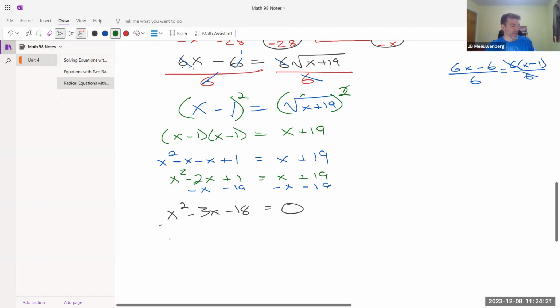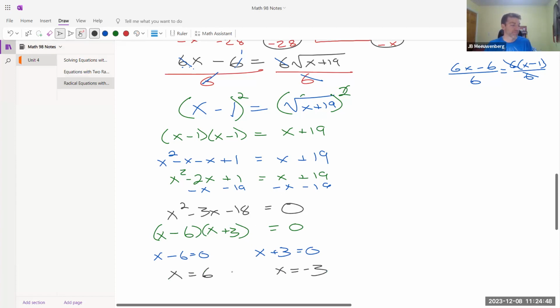Factor. Find two binomials: x minus 6 and x plus 3 equals 0. Negative 6 times 3 is negative 18, and they add to be negative 3. Solve both of these small linear equations, right? Take both binomial factors and set them equal to 0. So we end up with x equals 6 and x equals negative 3. But what do we always have to do? We have to check them. I will tell you right now, 6 works, but negative 3 does not.